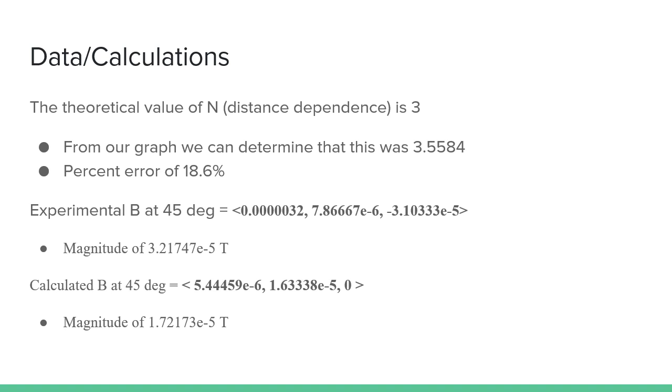So our experimental magnetic field at 45 degrees had a magnitude of 3.2 times 10 to the negative fifth, but our calculated value had a magnitude of 1.72 times 10 to the negative fifth. This is fairly different, and I tried the experiment a couple times to see how close I could get, but this was the closest I could get to this value.